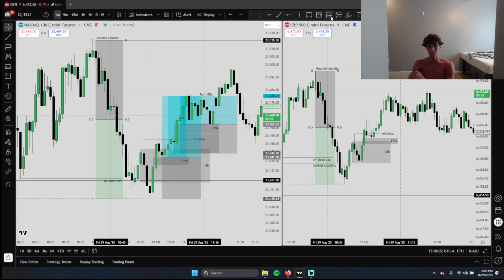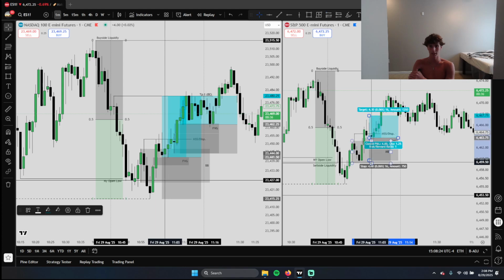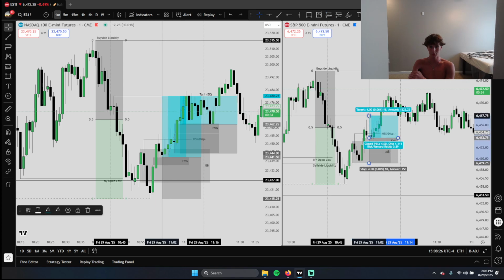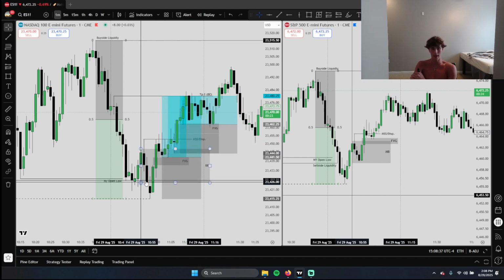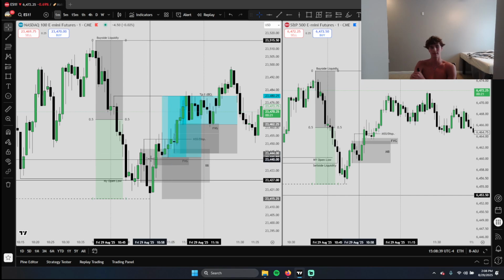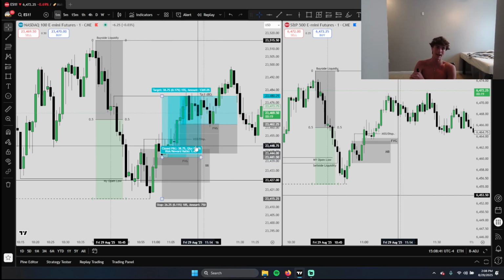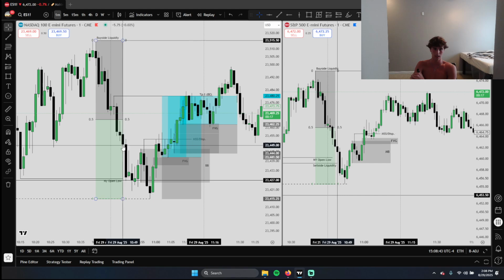This is great. Again, I don't trade ES, I only trade NASDAQ. This would have been your trade, right? Whatever, boom. But yeah, so we had our fair value gap and our market structure shift / displacement on ES. So, and then I had this on NASDAQ. The only reason I didn't take this is because we have not gotten our market structure shift yet.